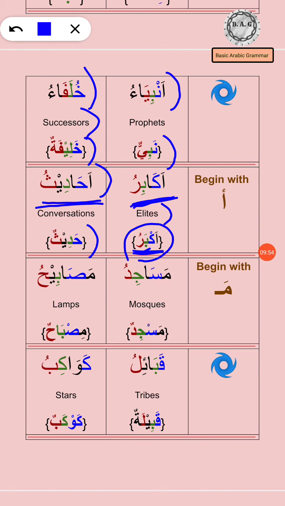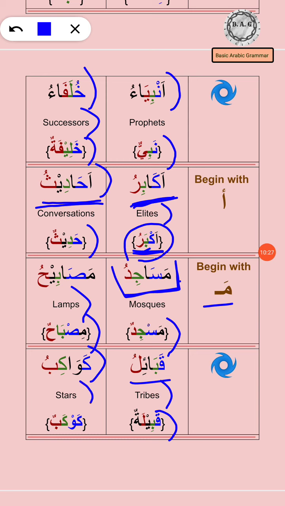All right, the ones that begin with ma. So we have the word masajidu. All right, we have been studying this example a lot, and the root word is masjidun, and it becomes masajidu, mosques. Misbahun, a lamp or anything that illuminates, okay, and masabihu is lamps. Next we have qabailu, tribes, all right, and its root word is qabilatun, and kawakibu is stars, okay, and its root word is kaukabun.